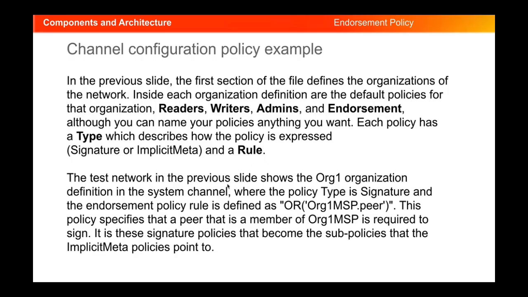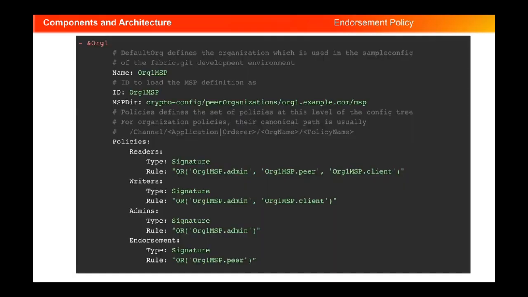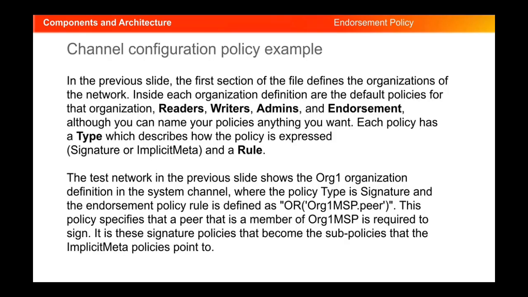In the previous slide, we saw the organization 1 definition in the system channel, where the policy type is a signature type and the endorsement policy rule is defined as OR org1 MSP.peer. So let's go back to this. As you can see, the endorsement policy here is org1 MSP.peer. This means the policy specifies that a peer that is a member of org1 MSP is required to sign. These signature policies become the sub-policies that the implicit meta policy points to.